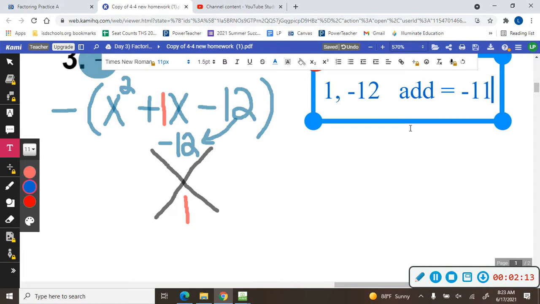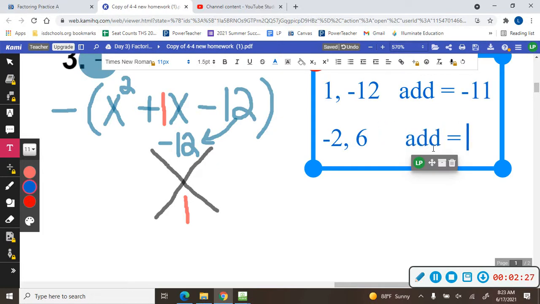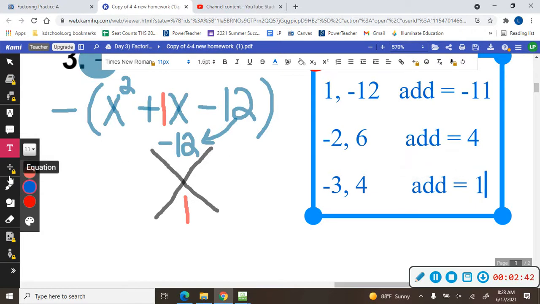So I'm already getting back a negative number, so I'm going to switch to negative this time, and I'm going to try -2 and 6. If I do -2 times 6, I get -12. If you add those, you get 4. Now let's try -3 and 4. You add those, and you get 1. So that's what I'm looking for, is that combination.